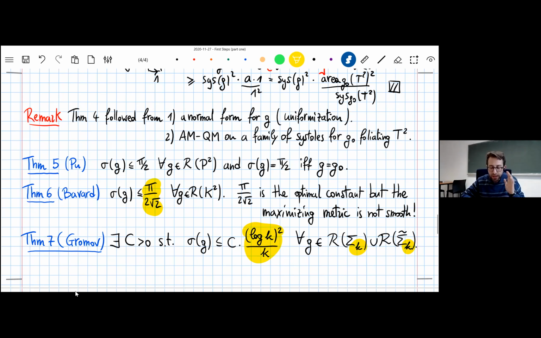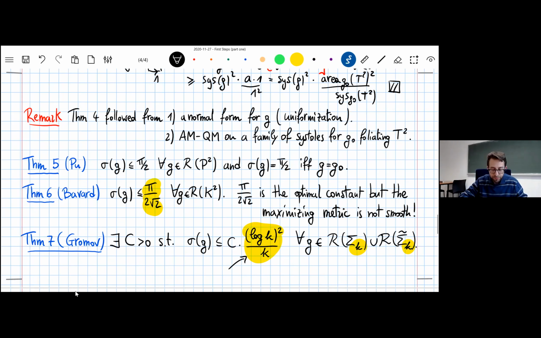This is a very deep result. And actually, using the techniques of Loewner and Pu, you can also establish some sort of systolic inequality, but the constant here will be very bad. So it will be very far from being optimal.